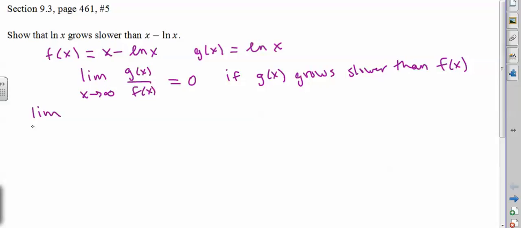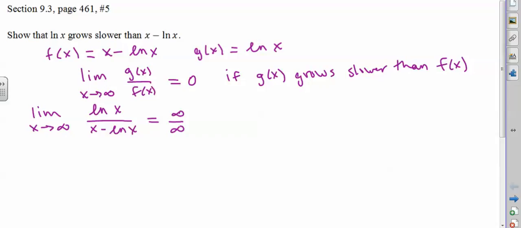So I'm going to have the limit as x goes to infinity, and for g of x I'm going to substitute in natural log of x, and for f of x I'm going to have x minus the natural log of x. And of course the first thing I do when I come to a limit is I'm going to substitute in. And when I substitute in, I end up with infinity over infinity, which is an indeterminate form. And it happens to be an indeterminate form to which I can apply L'Hopital's rule.